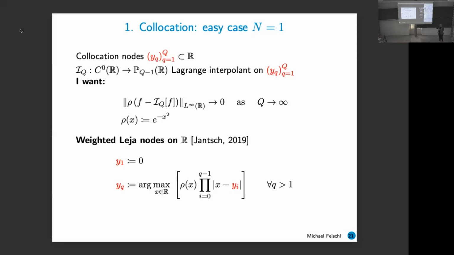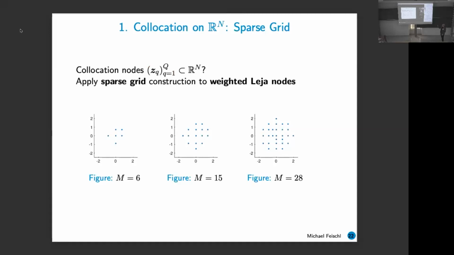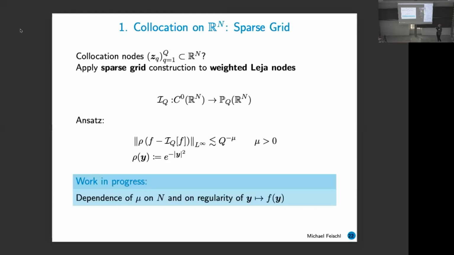And then we do stochastic collocation again with sparse grids. And here are some examples of how those sparse grids now look with those weighted Leja nodes. What you can prove is that if your parameter to solution map is smooth enough, those weighted Leja nodes will give you algebraic convergence again, as you would expect.